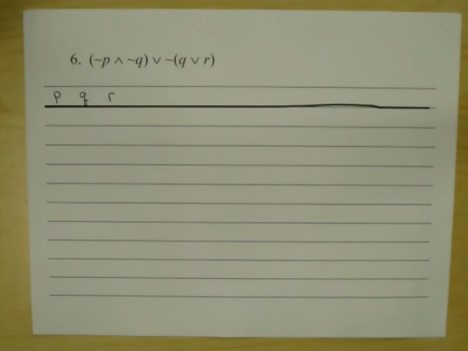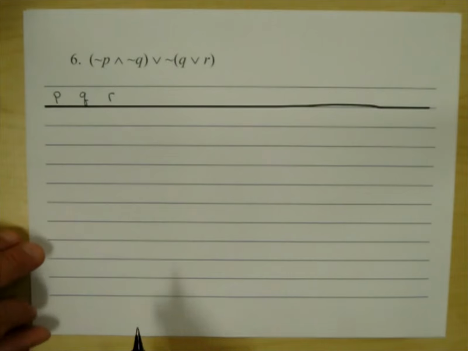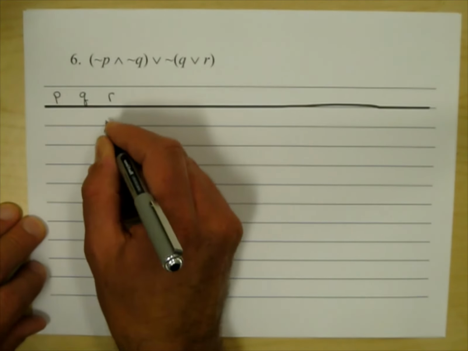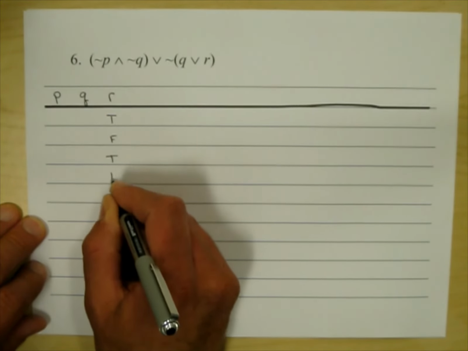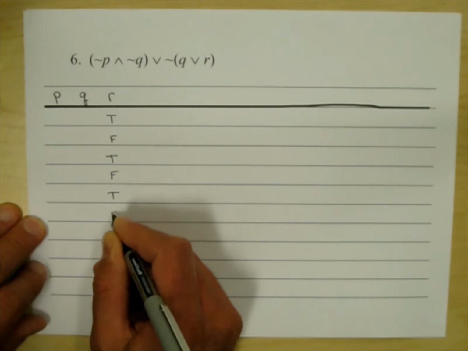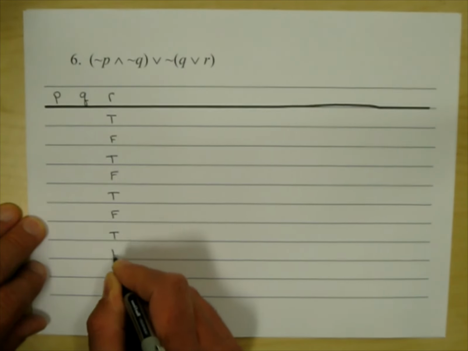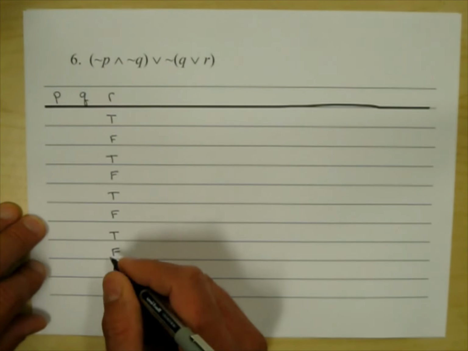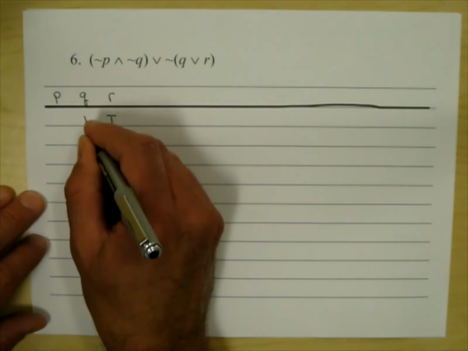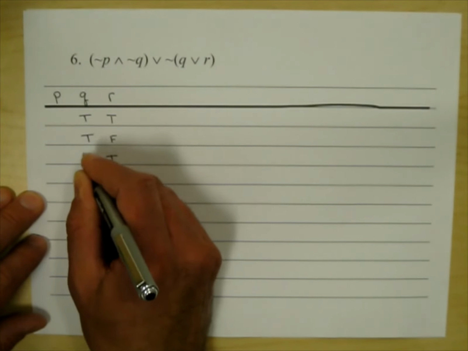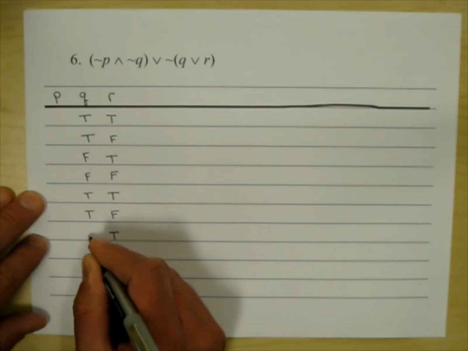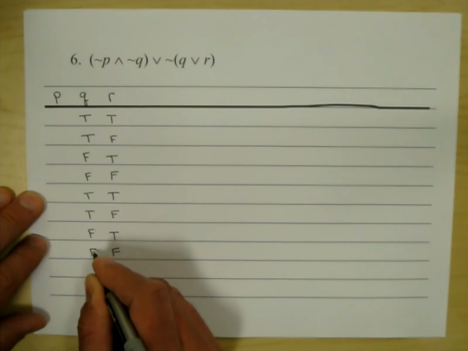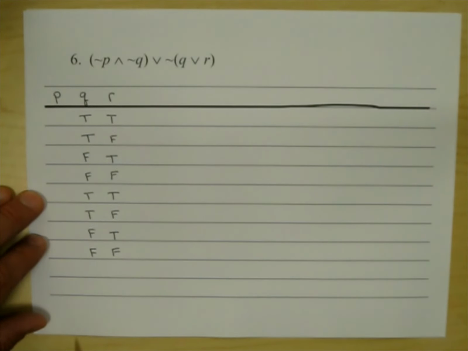Okay, so let's go ahead and do this truth table. R is going to be true, false, true, false, true, false, true, false. Again, there's 8 of them there. Q is going to alternate by 2's. True, true, false, false, true, true, false, false. P is going to alternate by 4's.